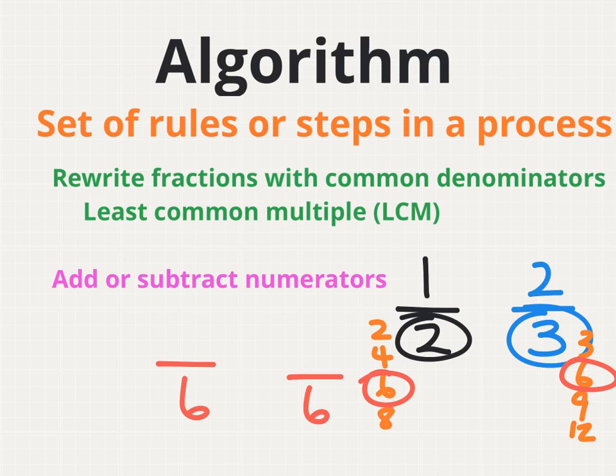So 1/2 would become 3/6, just like 2/3 would become 4/6. And now that they share the same number of pieces, their denominators are the same size, we can add or subtract depending on what the problem is asking us to do. An algorithm, steps in a process, can be used to repeatedly find correct solutions to problems.